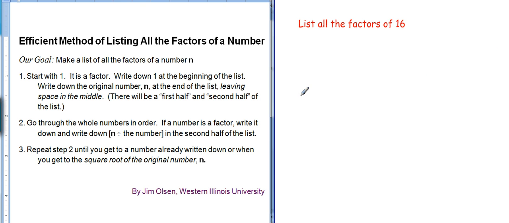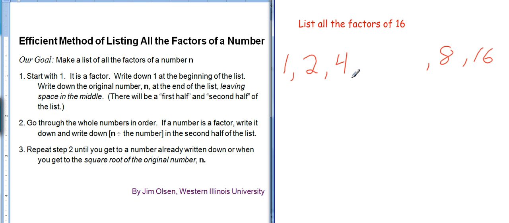In my next example, I'm going to be listing all the factors of 16. We start with 1, and we write down 1 and the number itself, 16, because those are factors. 2 is a factor, so I write down 2, and 16 divided by 2 is 8. 3 does not divide into 16. 4 is the next number, so I write that down. 16 divided by 4 is 4.